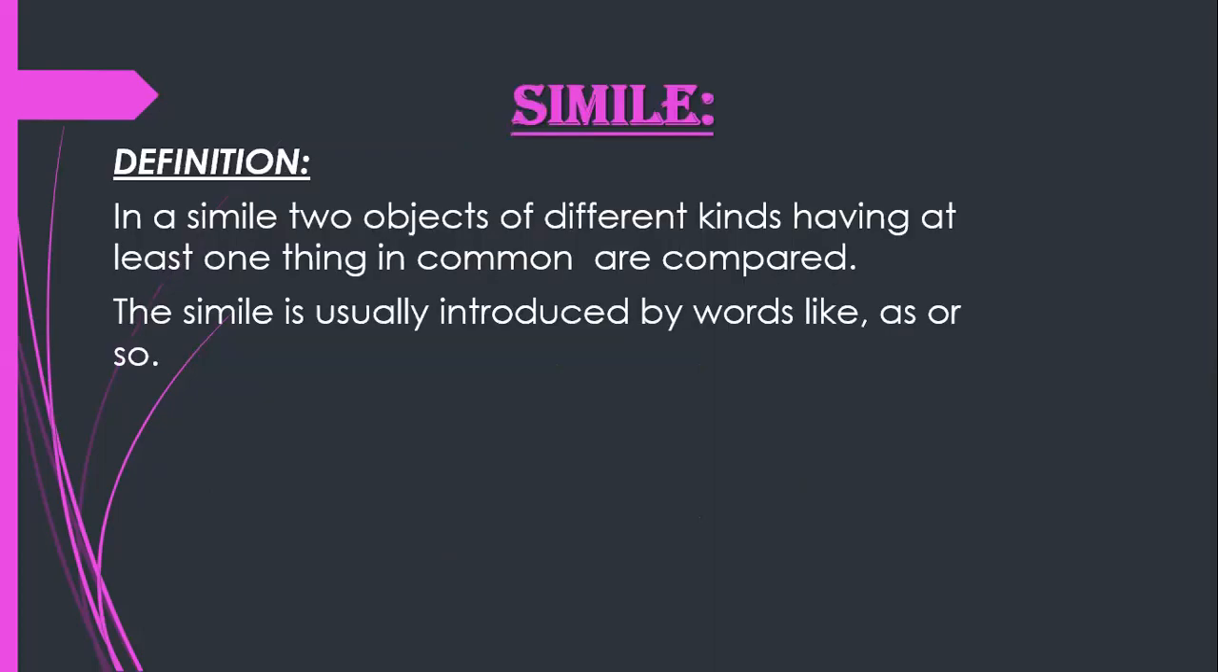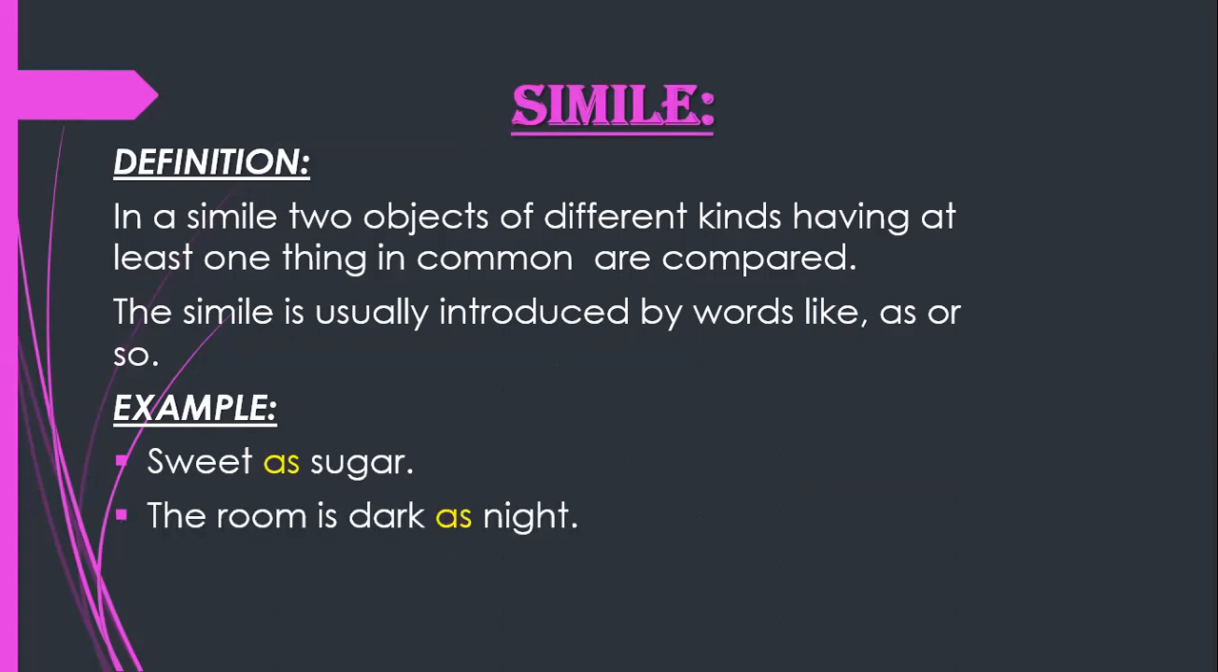First, simile, which is quite common. When we talk about simile, it is the comparison between two unlike ideas. And the simile is usually introduced by words like as, or, so. For instance, sweet as sugar. The room is dark as night. Again, two things have been compared with the help of as. Your heart is hard like a rock.